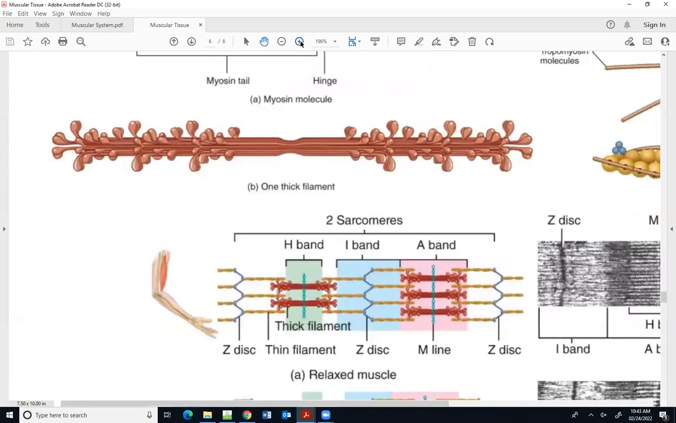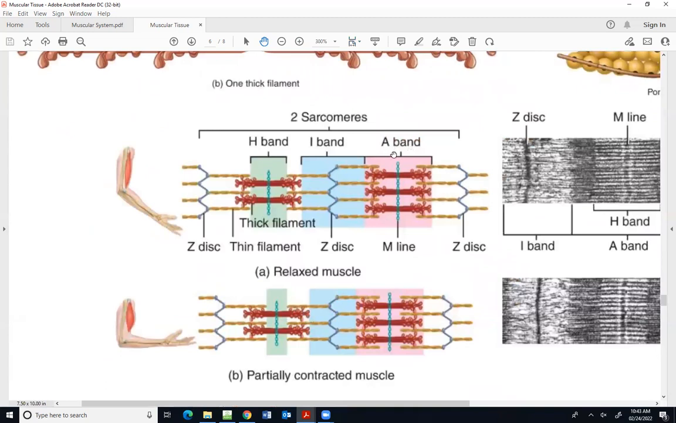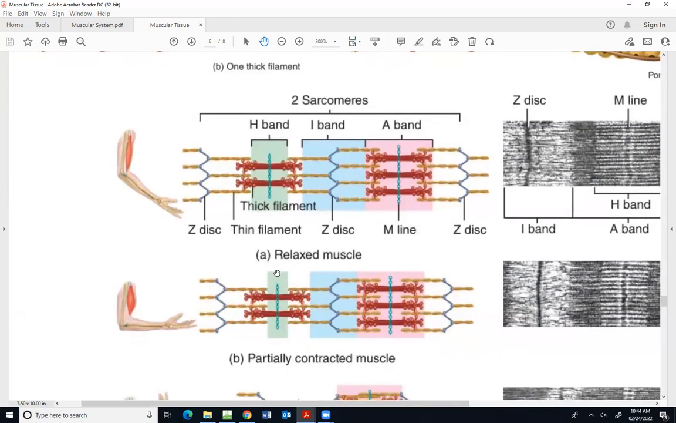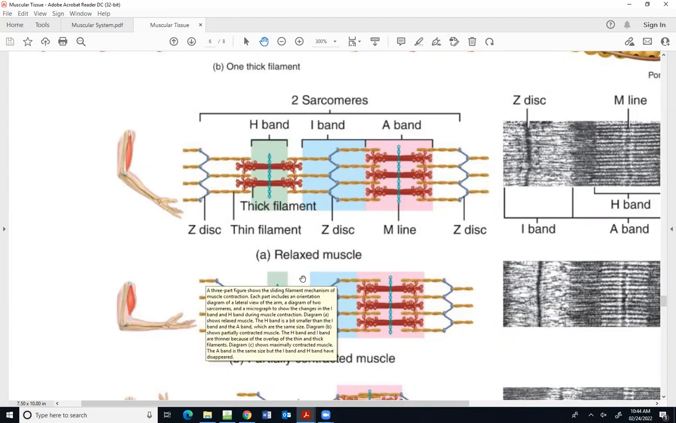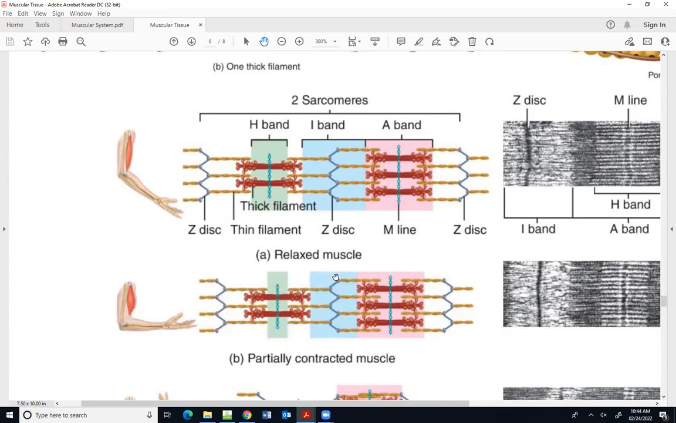Look at those different bands that we talked about, the H band, the I band, the A band. Well, the H band, remember, that's the part of the sarcomere where there's only thick filament. I band is where there's only thin, and A band is just thick to thick, which includes the H band and the two zones of overlap. As we go from a relaxed state to a partially contracted, look what happens to the size of the H band and the I band. The H band and the I band are getting smaller because those thin filaments are getting pulled towards the M line. The Z discs are coming closer, the sarcomere is getting shorter.